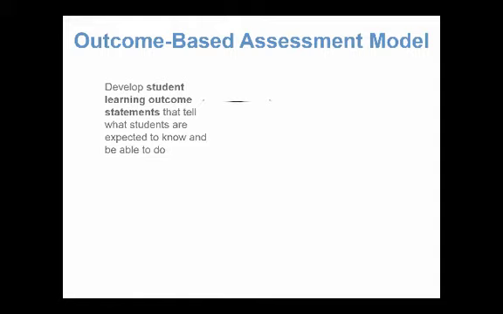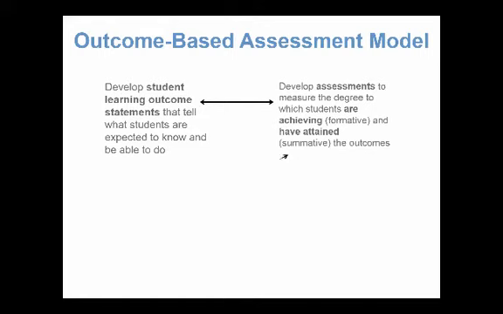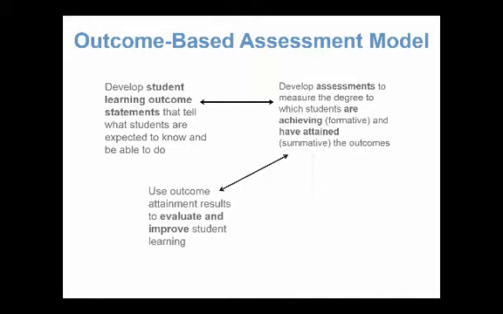We start out, of course, with student learning outcomes, and that's a pretty common definition. And we need to make sure that those outcomes are attached and directly associated with assessments that measure the degree to which students are going to be achieving those outcomes or have achieved them. And we need to be able to use those outcome attainment results to evaluate and improve student learning, and that's how our QEP stated it. And we also want to use them to evaluate and improve courses and programs, and that was another outcome stated in our QEP.